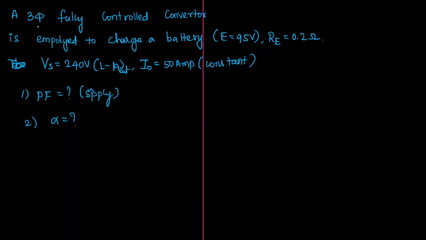Take the next question. A three-phase fully controlled bridge rectifier is employed to charge a battery of 95 voltage with the internal resistance of the battery given, and supply voltage is given, output current is given. Just requested to calculate the value of power factor and the value of alpha. Now take your time and drop your answer. I hope you all know the formulas directly. Just drop the answer. Do it fast. It's a simple question. Don't take much time.